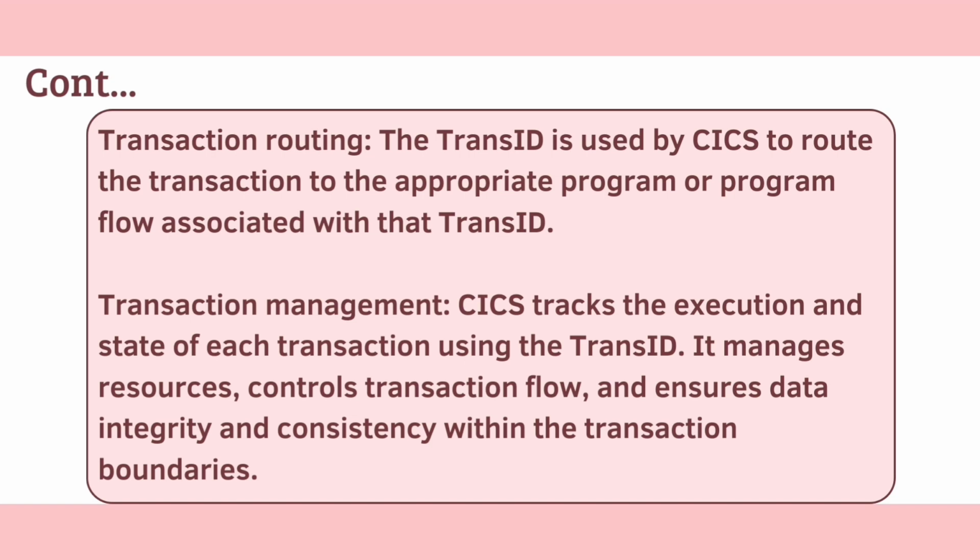In summary, trans ID is a unique identifier assigned to a transaction in CICS. It allows users or programs to initiate specific transactions within the CICS environment and enables CICS to route and manage the execution of those transactions appropriately.